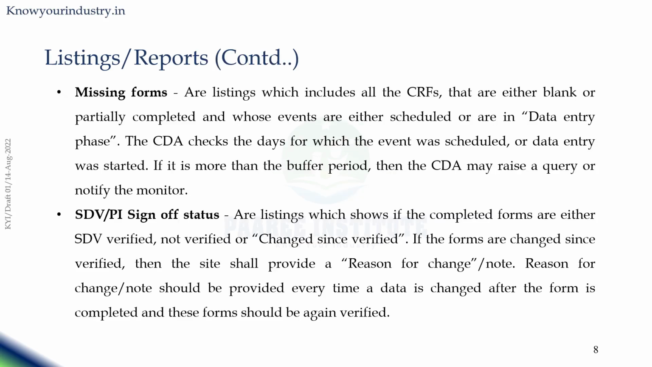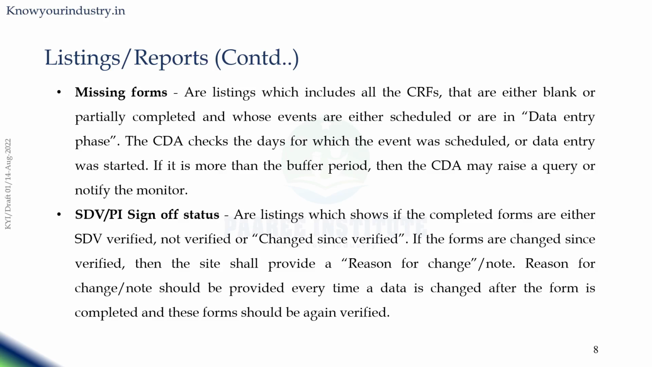Missing forms. Sometimes in a particular visit, a few forms may be missed, or the site team forgot to do the data entry, or sometimes those assessments genuinely could not be performed. By extracting this listing, the CDA can raise a query or notify the monitor to identify whether the forms are actually missed or the site forgot to enter the data.